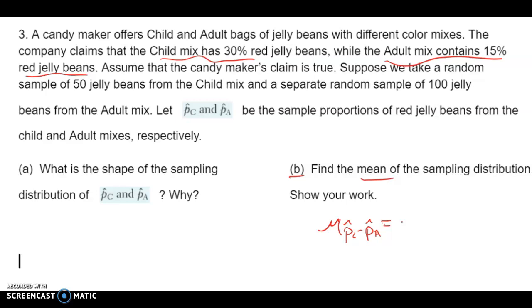So really all we're going to do is take the individual proportions and subtract them. So the proportion of child is 0.3 minus the 15% proportion in the adult will give us the mean of 0.15, or 15%, for the sampling distribution.